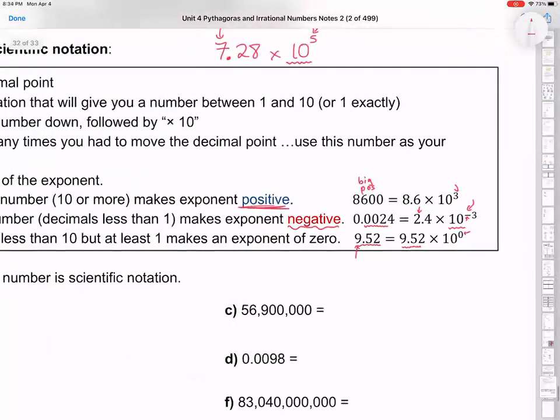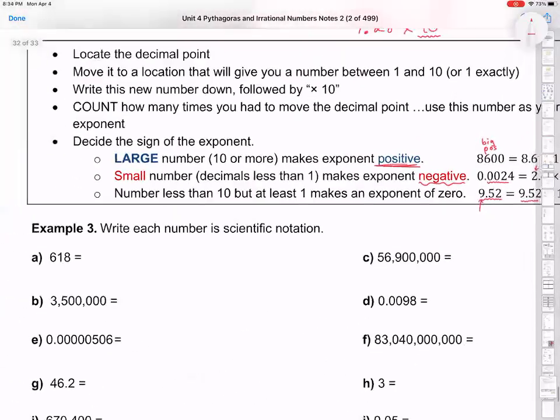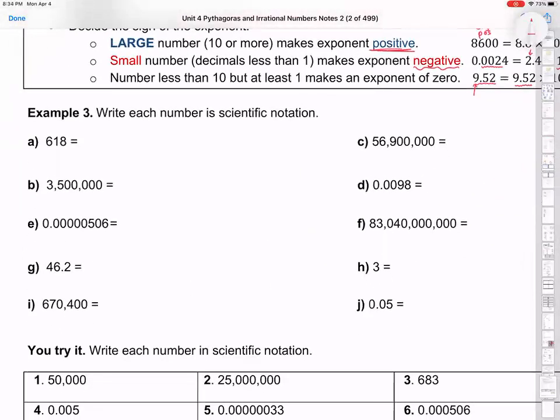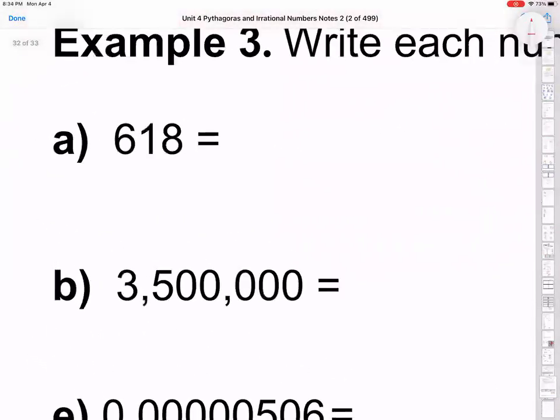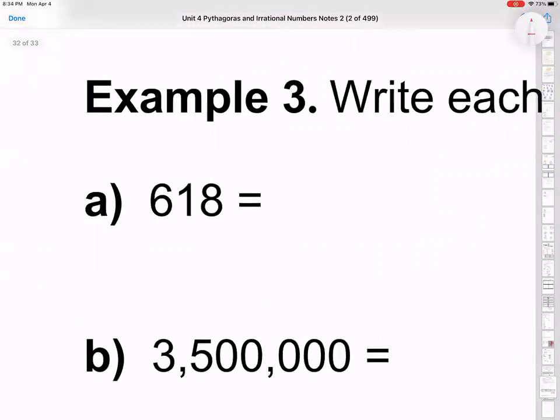So now let's actually see these in action. We have example 3. We're asked to write each number in scientific notation. As we look at A, we always want to first identify where our decimal is. When we look carefully, we have the number 618. Well, 618 is the same thing as 618 with the decimal at the end. Now my goal is to get this number in between 1 and 10. So in order to do that, I would have to move this decimal over 2 spots to make that happen.